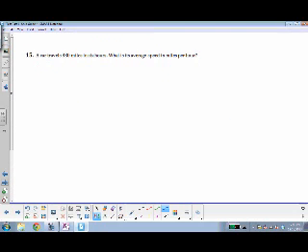Okay, now we get into our word problems. The first word problem says a car travels 330 miles in 6 hours. What is the average speed in miles per hour? So we're going to write a proportion for this to start off with. There's a bunch of different ways that you can do a lot of these problems. These are just one way that you can solve them.